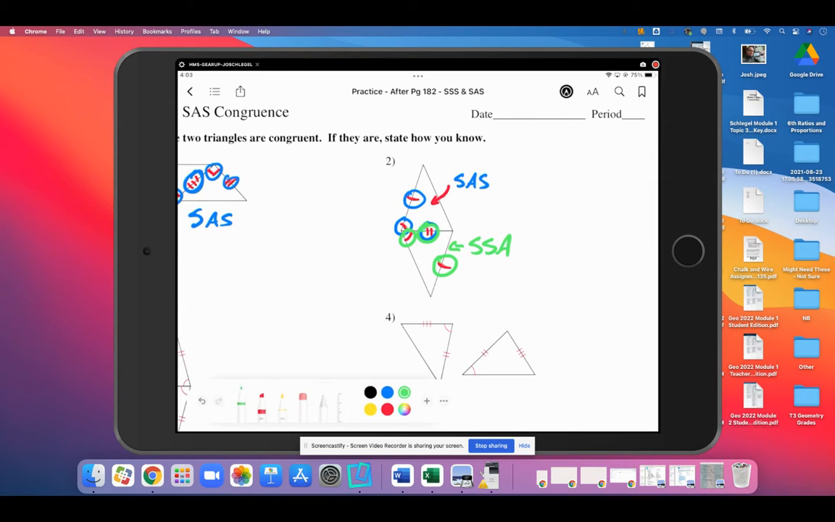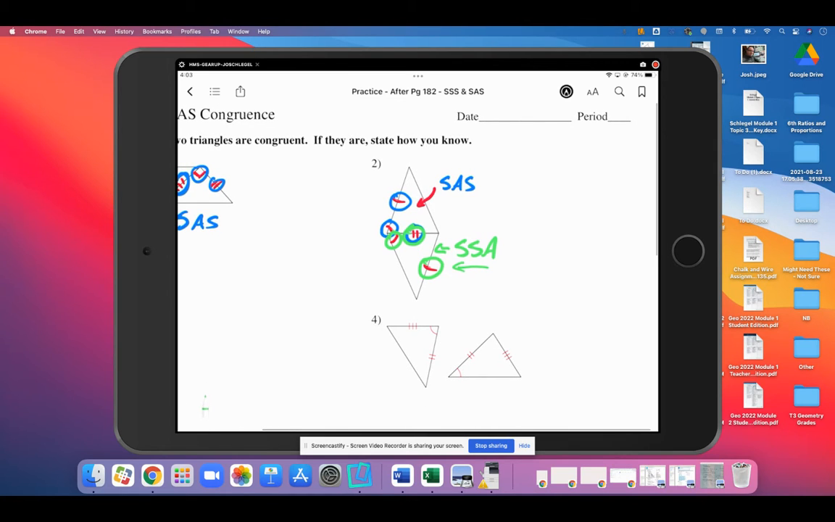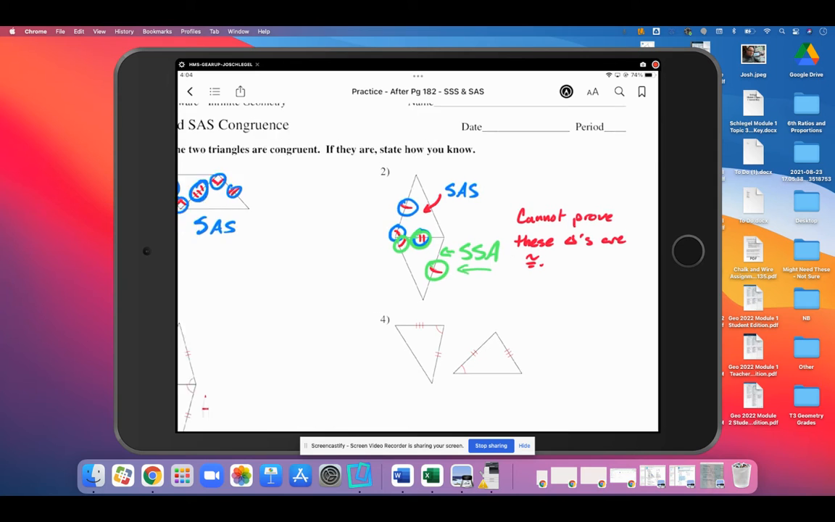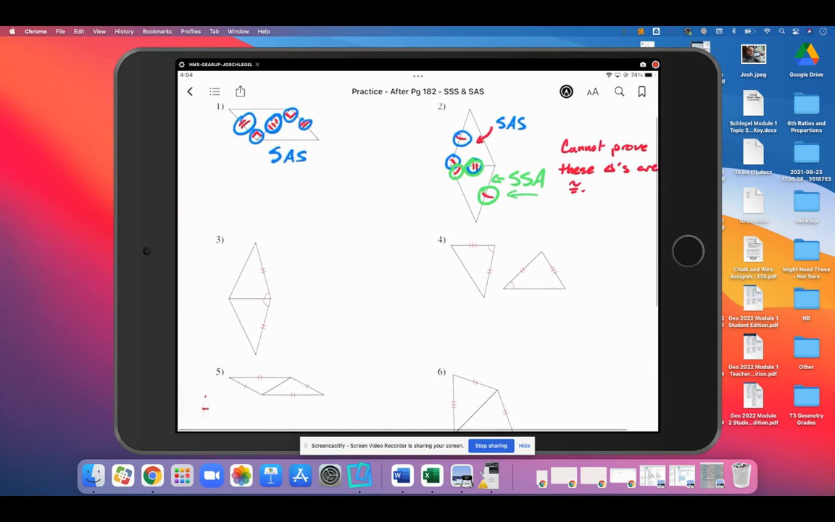And yes, I do recognize that if you spell this word backwards, it makes a bad word. Remember, there are no bad words in math. And so since that is not corresponding parts that are the same in those two triangles, we cannot say that those triangles are congruent. So for number 2, we cannot prove these triangles are congruent. So again, for it to be side, angle, side, the angle has to be trapped between the two sides.